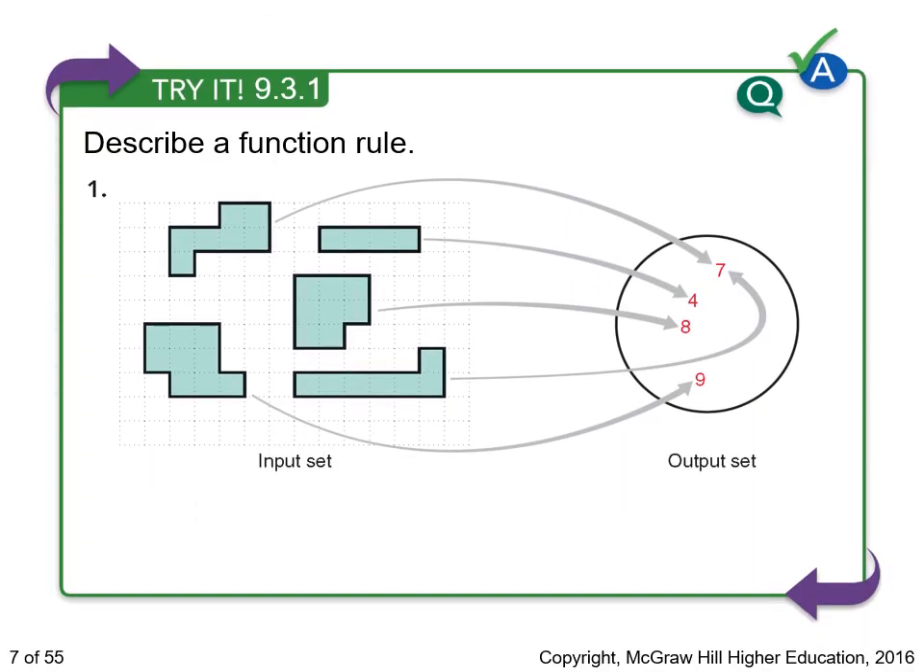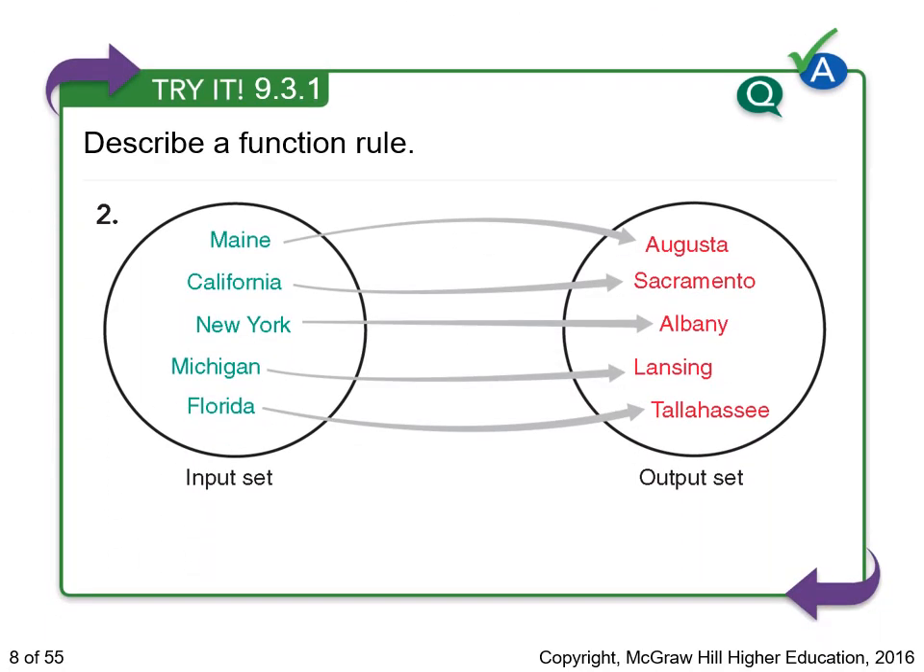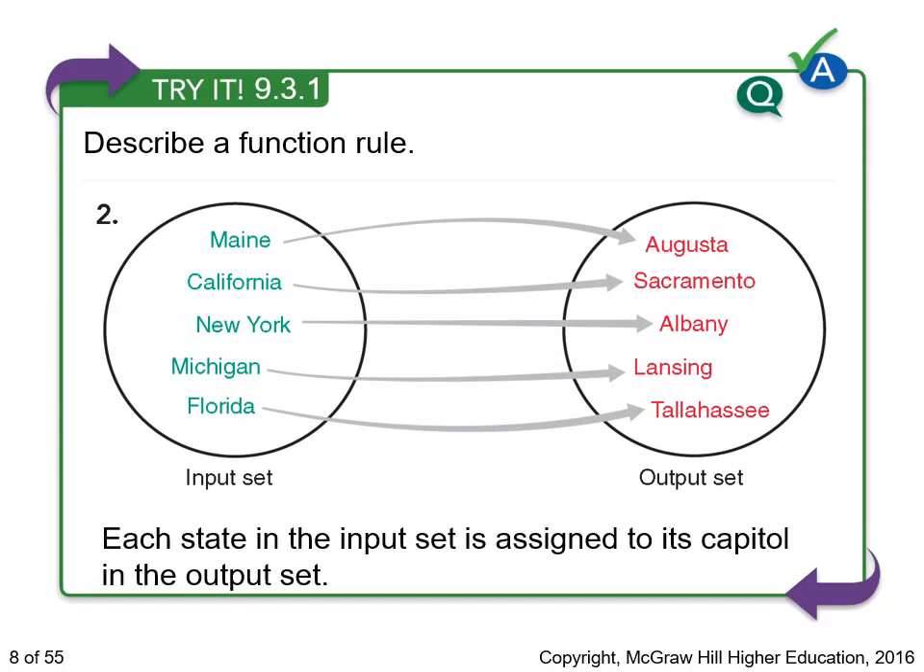Here's one using geometric shapes. So each geometric shape is mapped to its area or number of blocks. For example, if you count just the rectangle, it has 4 and it's mapped to 4. This one maps state names on the input to their capital on the output. That's a function because each state only has one capital.